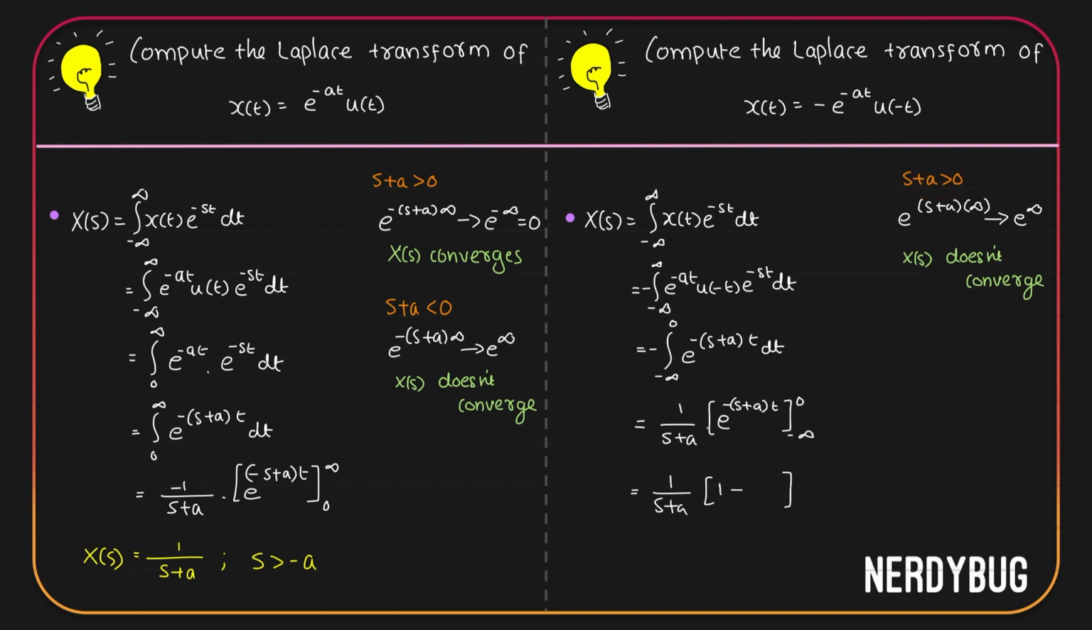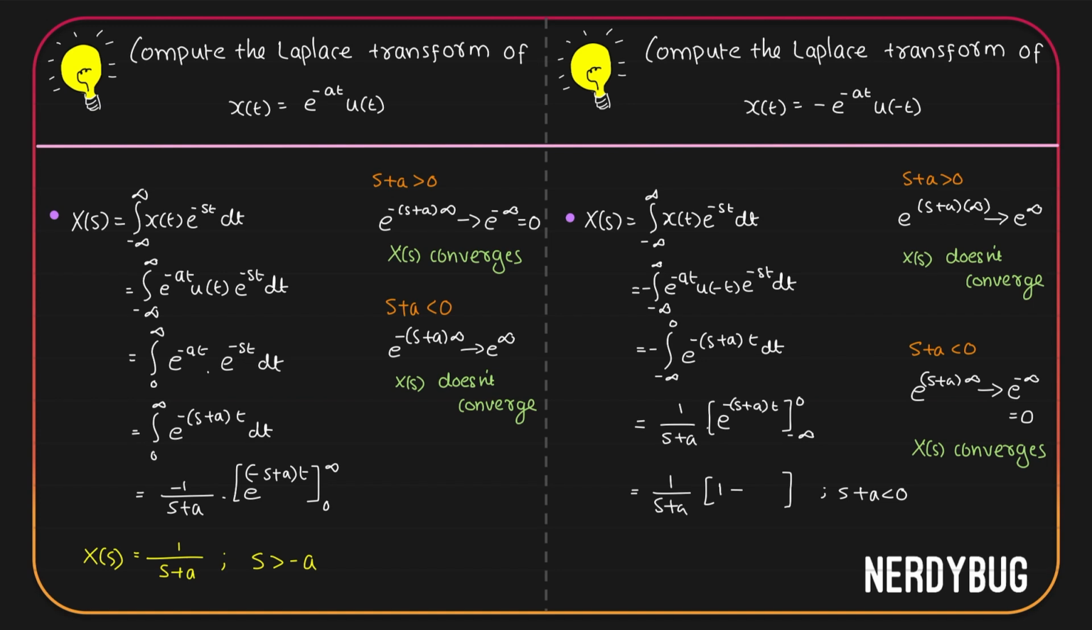So, for s plus a being greater than 0, x of s does not converge. Let us take the second case. S plus a is negative, it is less than 0. What I have is e raised to s plus a multiplied by infinity. But s plus a is negative, so this will become e raised to minus infinity, and e raised to minus infinity is equal to 0, which is a finite value. So we can say if s plus a is less than 0, then x of s converges.